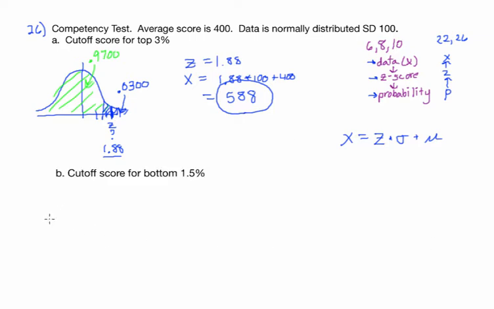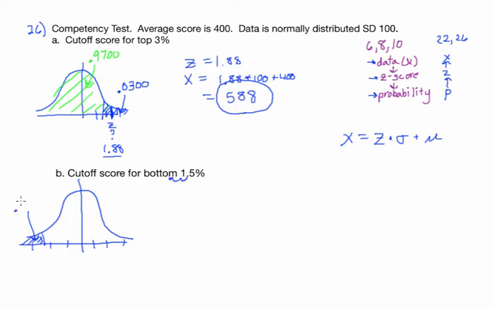The bottom 1.5% go to summer school. What score do you have to get so that you're not in that bottom 1.5%? Here's our bell curve. Bottom 1.5%. Somewhere down in here, probably. This will be 1.5%. Probably the trickiest part of this problem is making that 1.5% into a decimal. You have to move your decimal place 2 places.